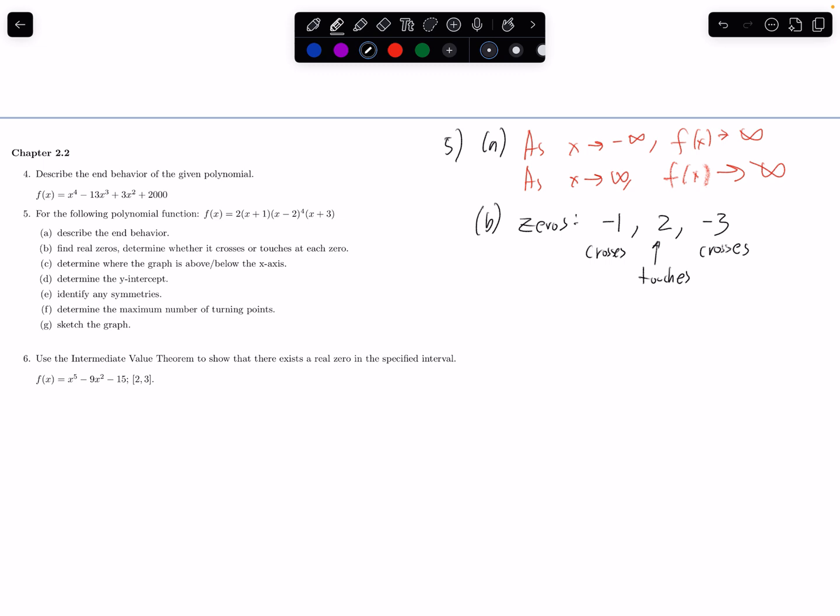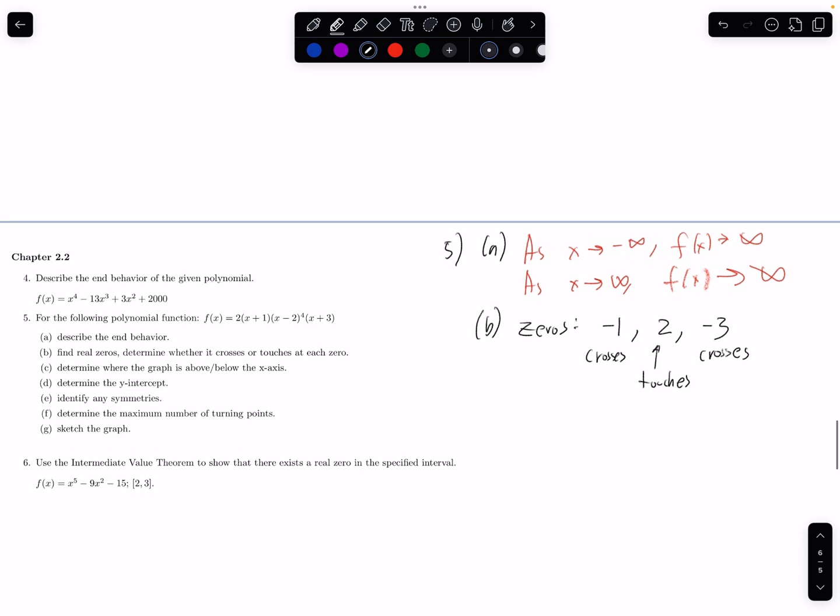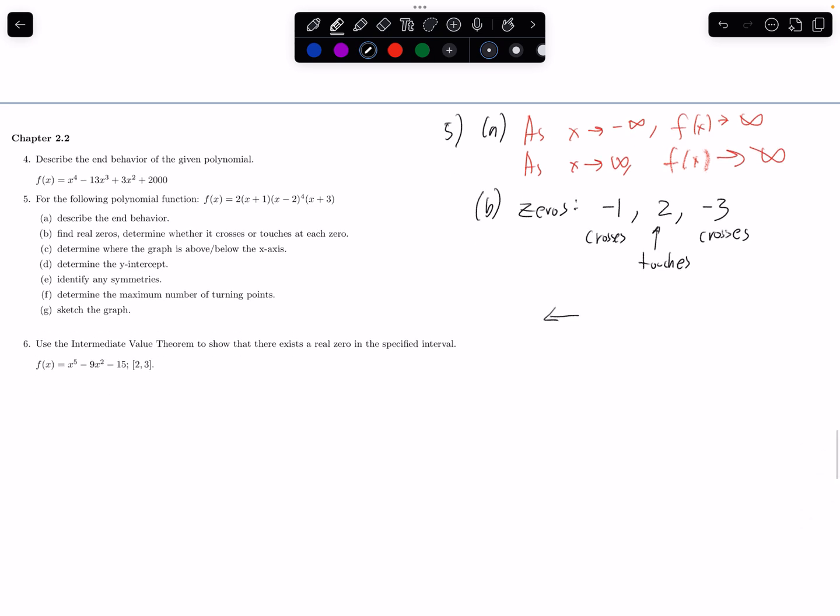Okay, determine where it's above and below the axis. So here's where we do something similar to what we did. Oh, no, I'm sorry. I recorded these videos in a weird order, so we haven't done this yet. Okay, what are my zeros? My zeros are -3, -1, +2. I'm organizing them in increasing order. To check whether I'm above or below, let's just check test points. To the left of that would be -4. In between -3 and -1 would be -2. In between -1 and +2 would be 0. And after +2 would be 3. So those are going to be my test points.